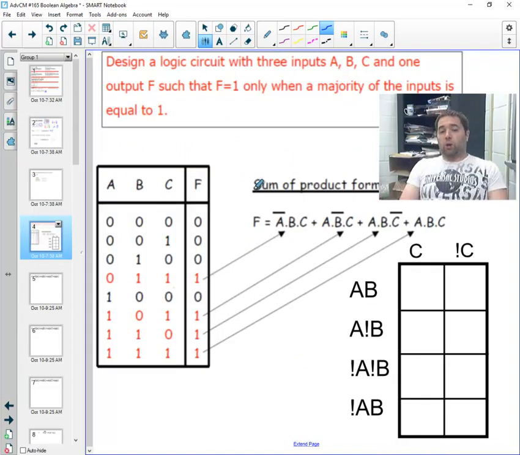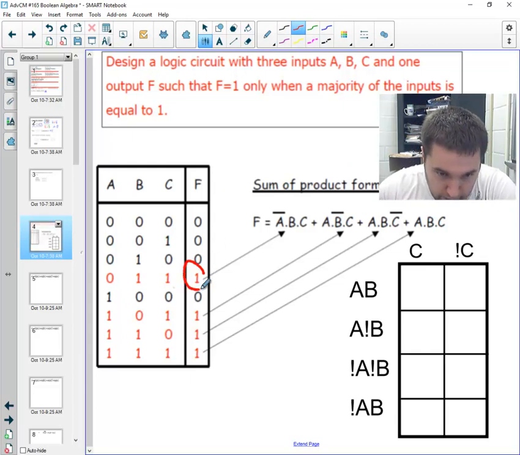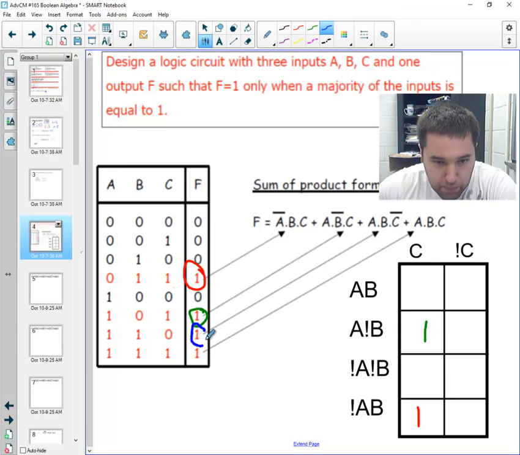This is the whole reason why we learn truth tables and why we learn K-maps. Is this sum of product form. Now, if we look at this sum of product form, we have this one right here. This one is not A, B, C. So we go over to the K-map. Not A, B, C is right here. We put a 1. This one right here is A not B, C, we put a 1 right there. This one right here is A, B not C, A, B not C is right here. And last but not least, A, B, C.